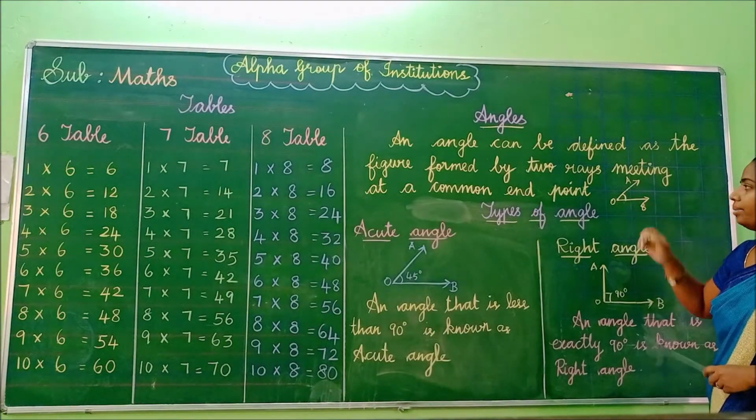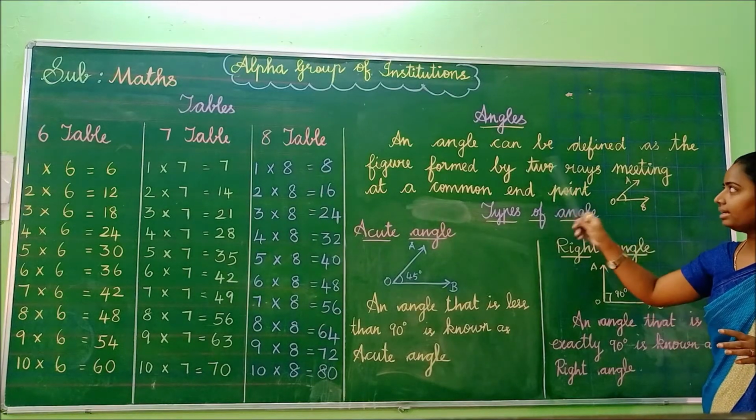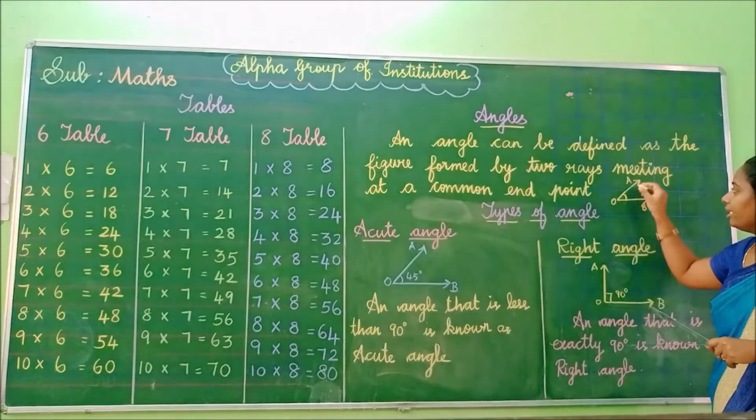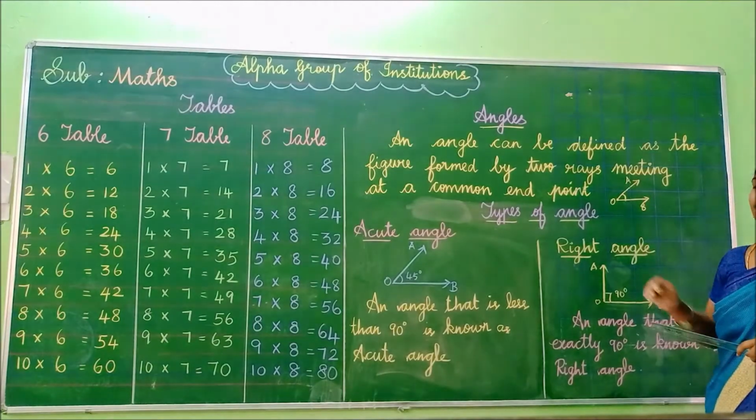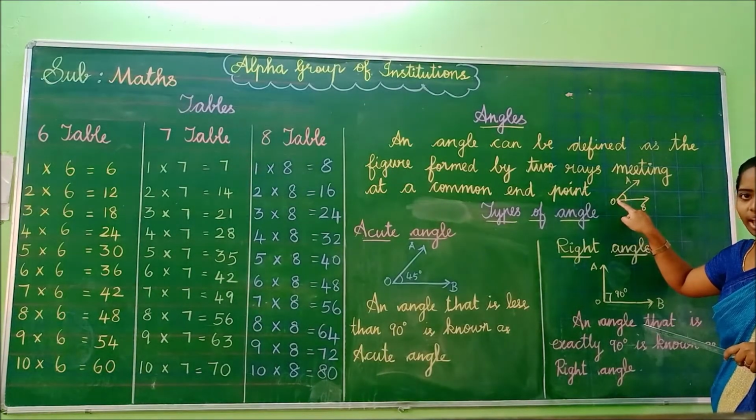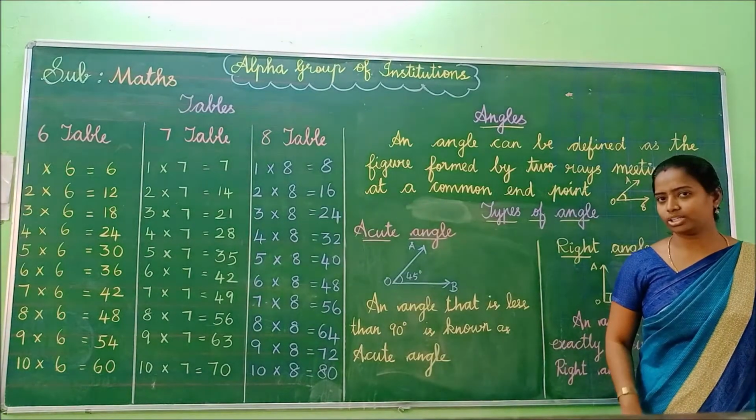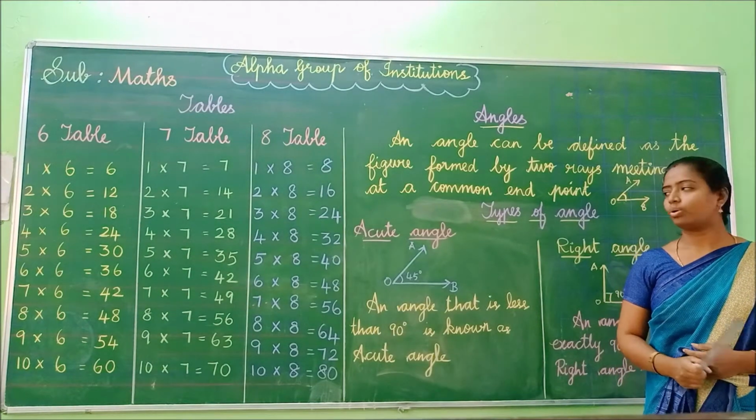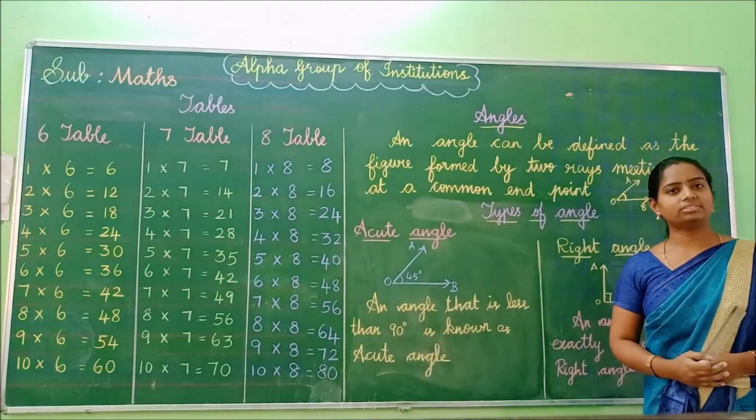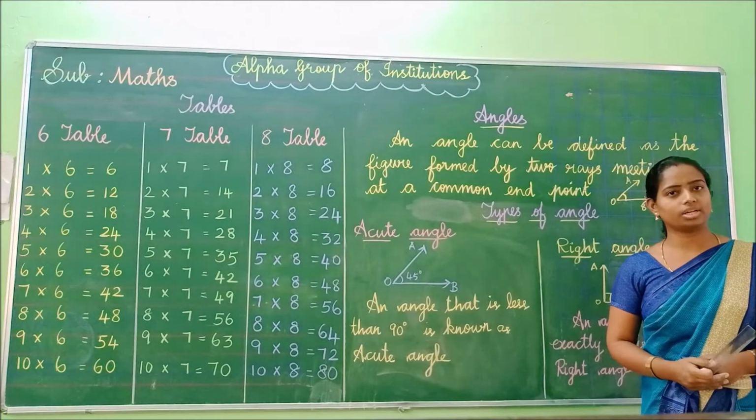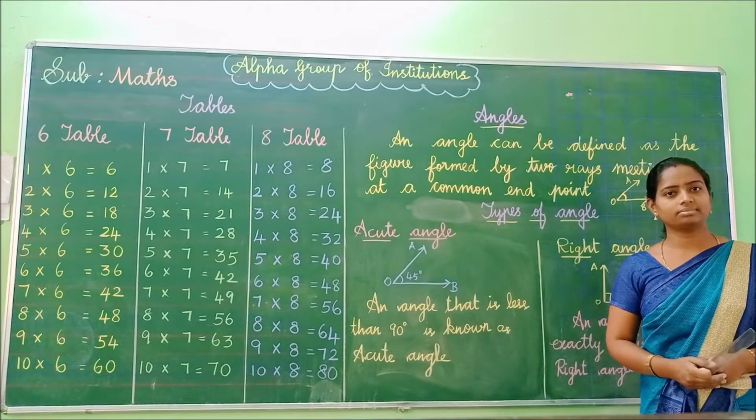Okay, children. I'm repeating again. See, an angle can be defined as a figure formed by two rays meeting at a common end point. This place only we call an angle. Okay, children. Are you clear about the angle? Okay, we are going to see the activities and types of angles now. Shall we start to see that?